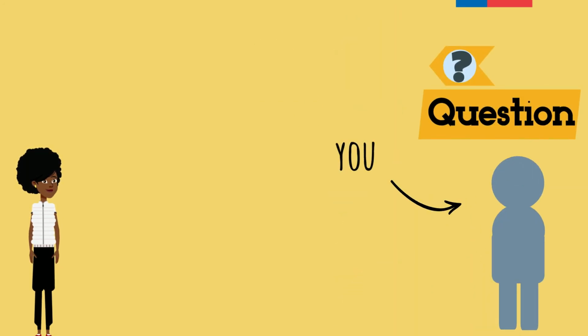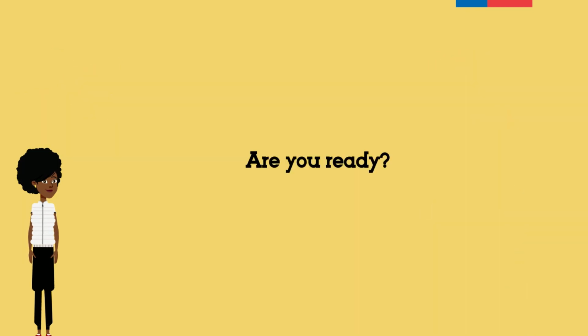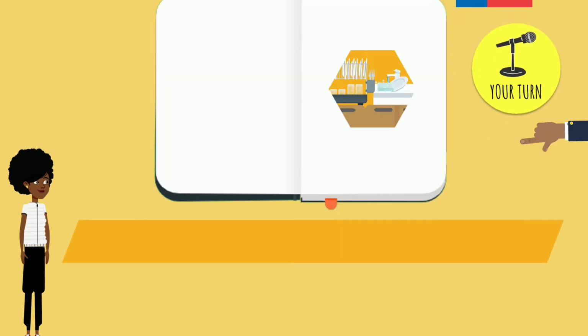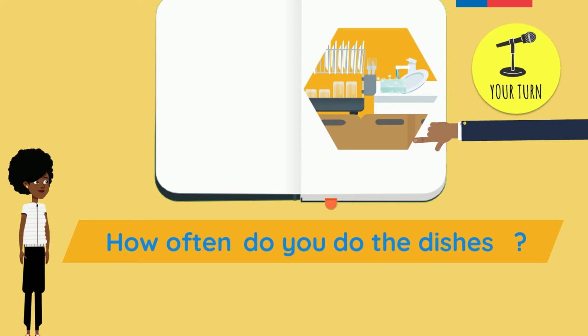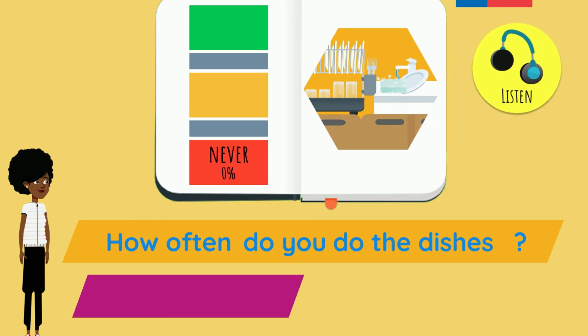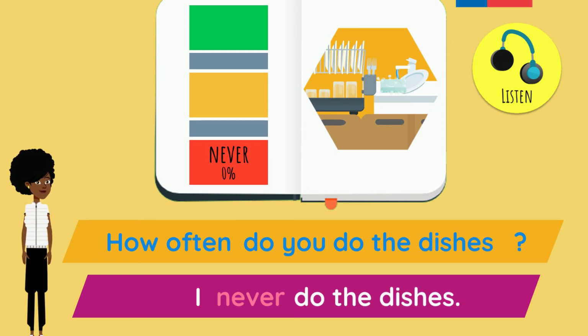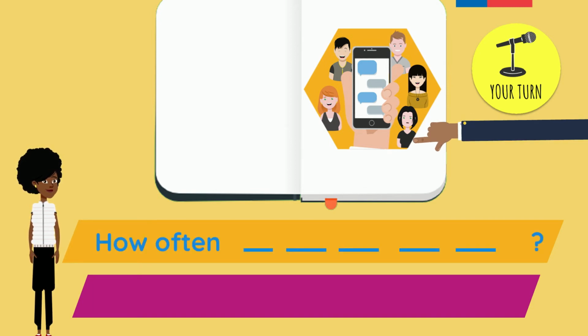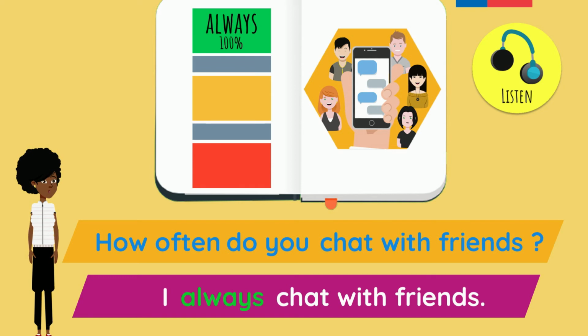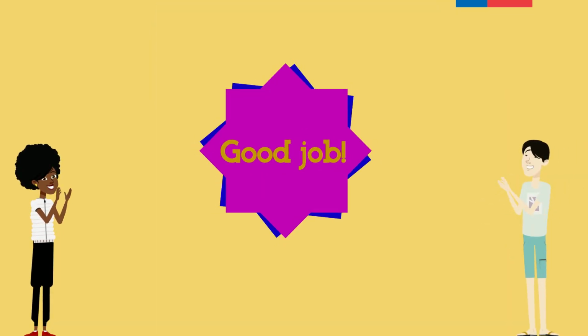Now, you ask the question, and Pia will respond. Are you ready? 3, 2, 1, your turn. How often do you do the dishes? I never do the dishes. How often do you chat with friends? I always chat with friends. Good job, everyone!